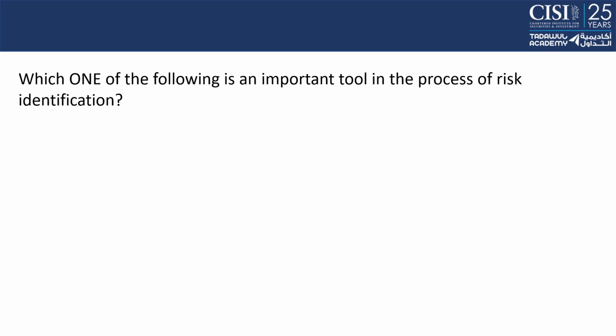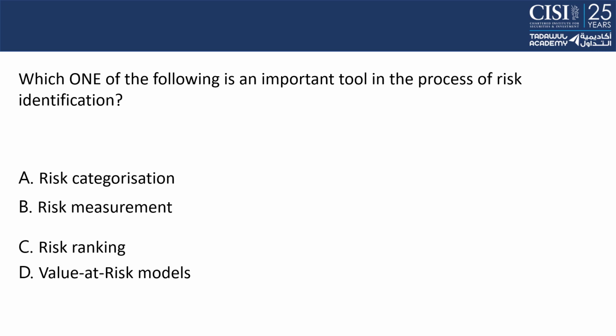Which one of the following is an important tool in the process of risk identification? Risk categorization, risk measurement, risk ranking, value at risk models.